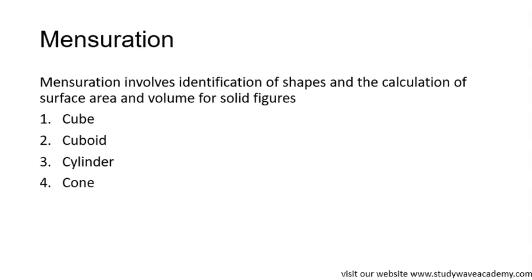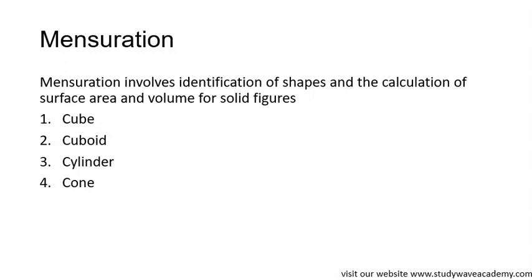Mensuration involves identification of shapes and the calculation of surface area and volume for solid figures. Mensuration involves measurement of shapes, focusing on calculating their surface areas and volumes. We are going to be looking at how to calculate the volume, which is the amount of space occupied by these shapes, and the total area of their surfaces. So the solid figures we are going to be looking at: cube, cuboid, cylinder, and cone.